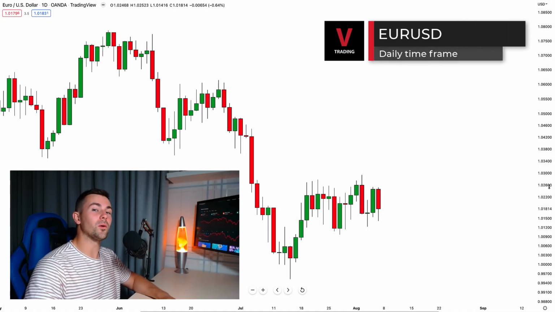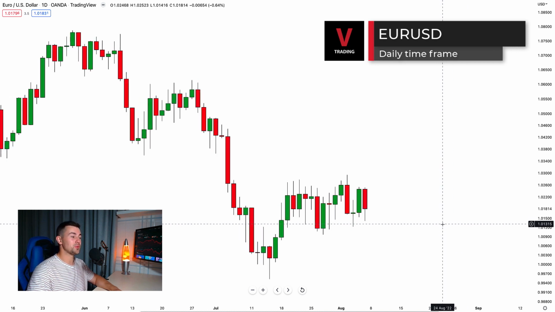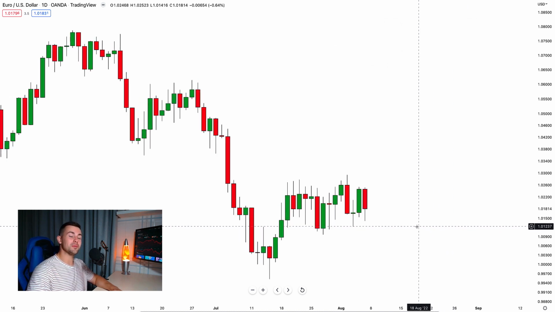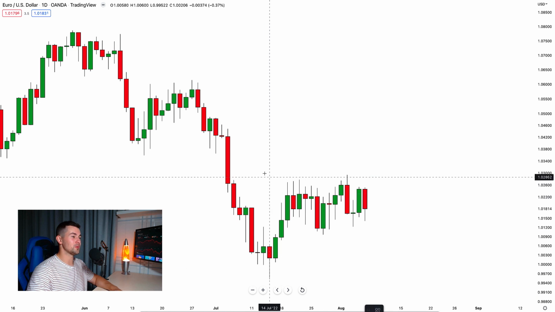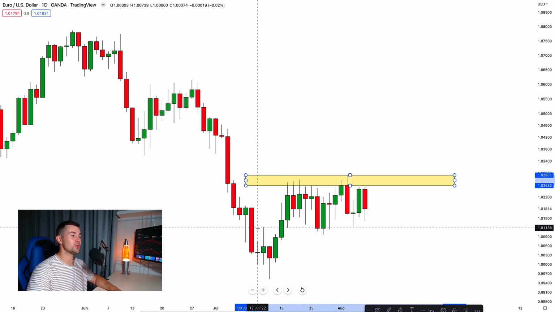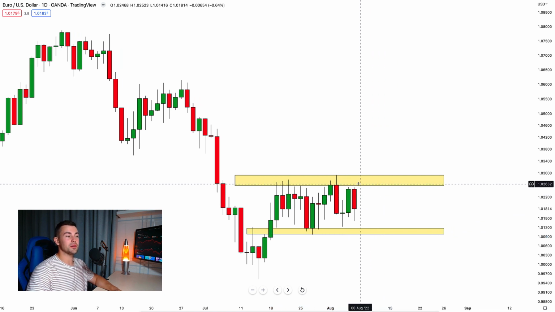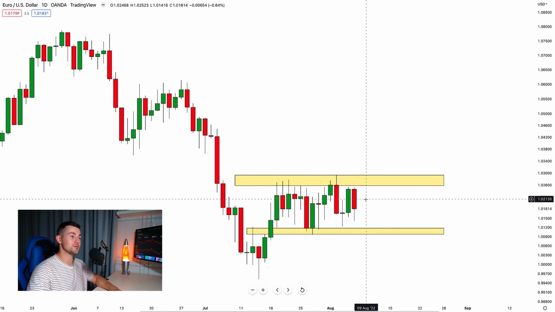Now a couple of words about the euro dollar pair. These last 2 weeks were very slow and boring for euro dollar. You can see that at the moment euro dollar is trading within a narrow horizontal trading range on a daily. Here is the support of the range, and here is the resistance of the range.